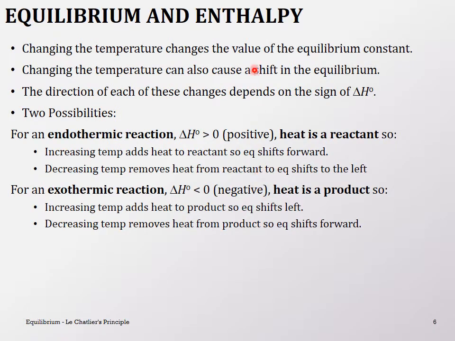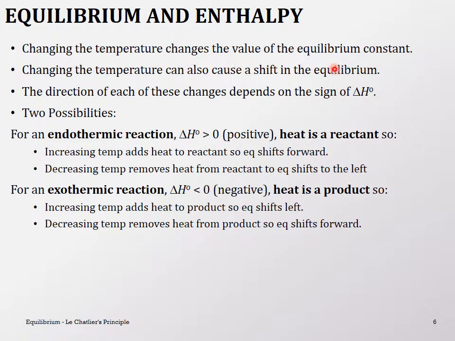Equilibrium and enthalpy. Okay, so we've covered concentration, we've covered pressure, and the last one is, of course, temperature, which is the enthalpy. So changing the reaction temperature will change the value of the equilibrium constant, which is why when you look at the Kc expressions, most of them are given to you at a particular temperature. So the equilibrium constant changes because there is a shift in the equilibrium.